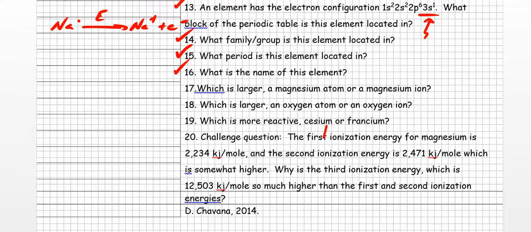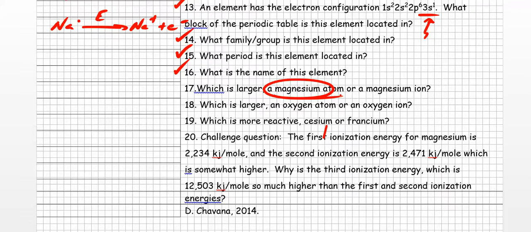Number 17. Which is larger, a magnesium atom or a magnesium ion? Remember, magnesium is on the left side of the periodic table. It has a tendency to lose electrons, so the ion would be smaller. It's Mg plus 2, so the magnesium atom would be larger because the ion's smaller on the left-hand side.